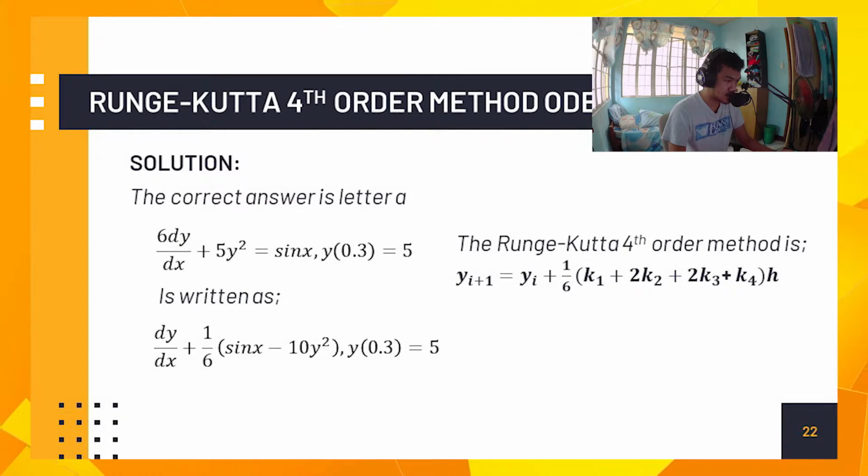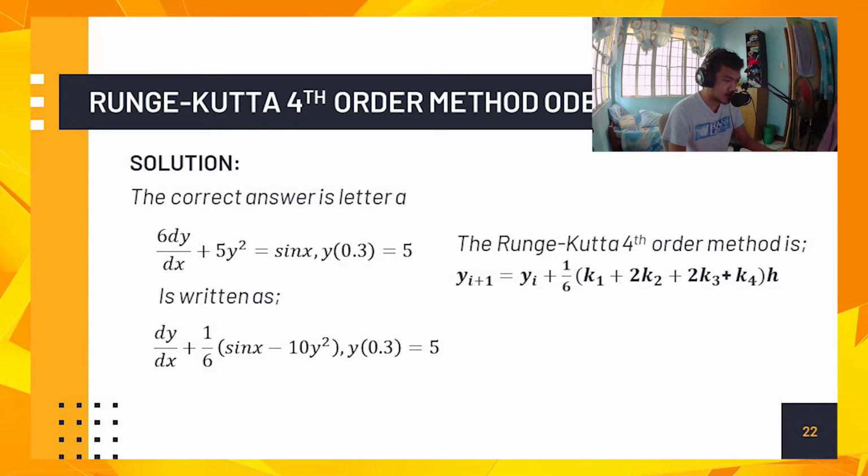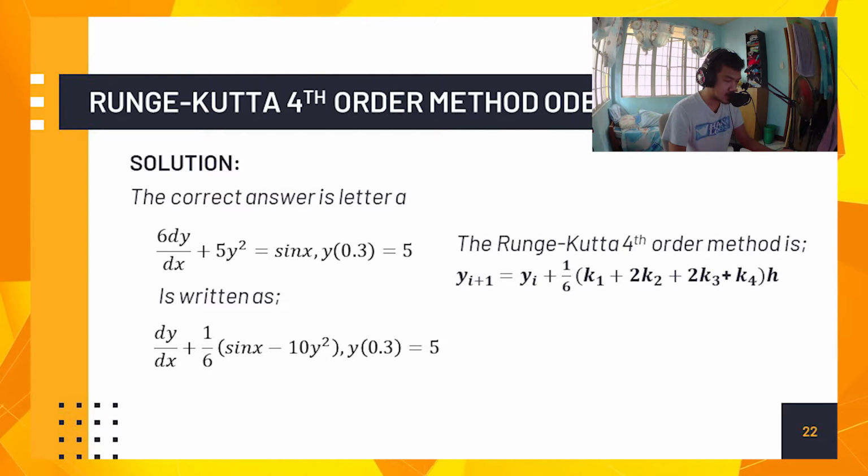So for the solution, we would turn the equation 6 dy over dx plus 5y squared is equal to sine x, y(0.3) is equal to 5. It will be written as dy over dx equals 1/6 times the quantity of sine x minus 10y squared, y(0.3) is equal to 5.